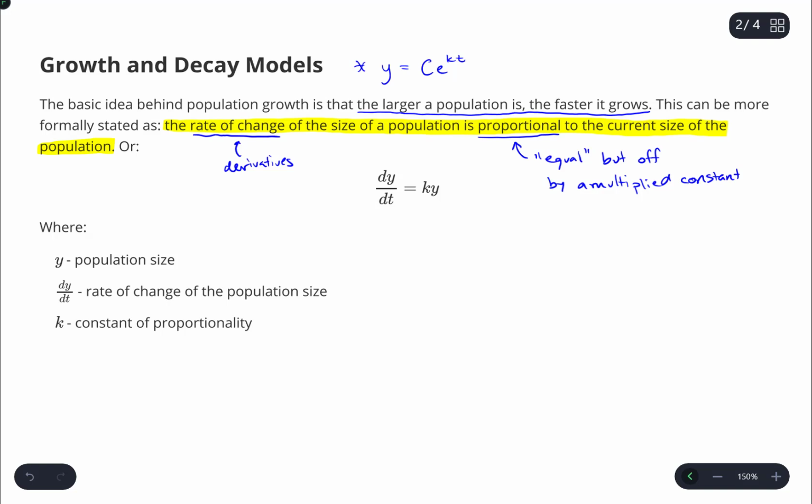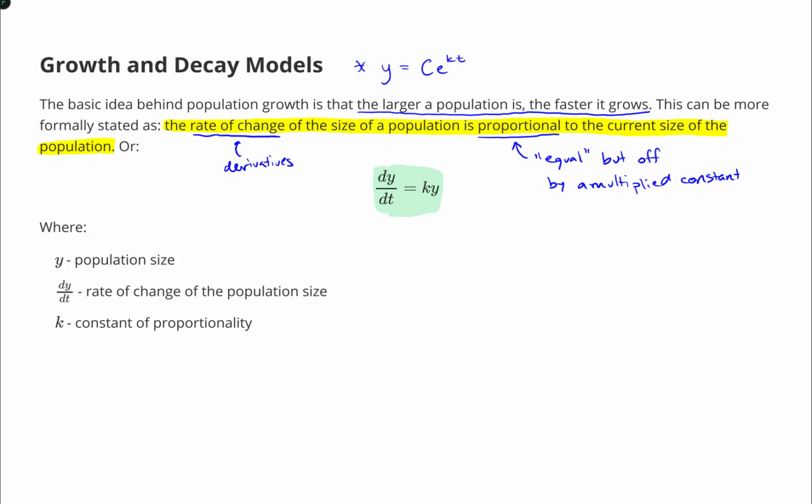Okay, so what we can do is we can take this statement and we can rework it into this formula right here. So dy/dt represents the rate of change of the population size, because the population size is the variable y, and we're looking at how it changes over time. k is a constant of proportionality, and y is the current population size. So this is actually a little bit easier to develop as a formula in terms of developing a model for growth.